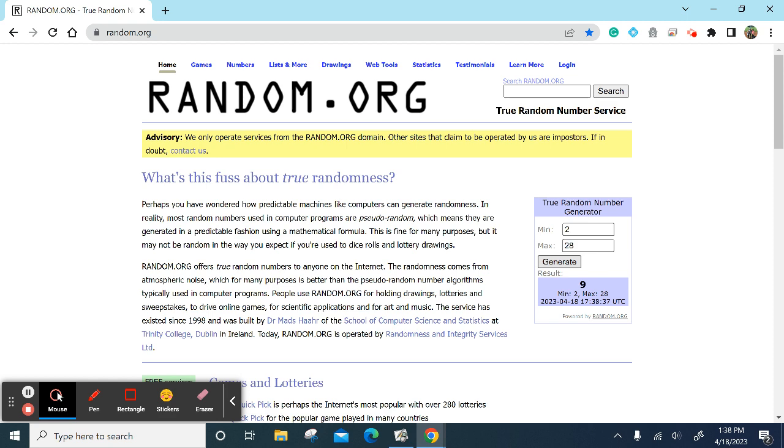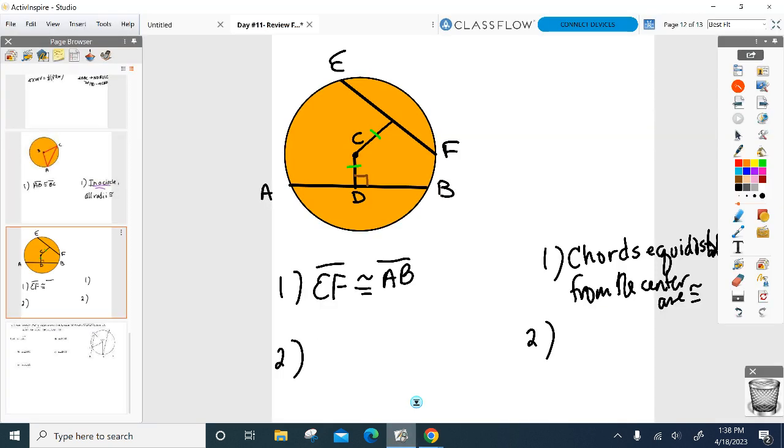Anything? I'll push you towards it. AD congruent to DB. Not yet. You can get there, but not by the theorem, though. The theorem's going to tell me what? CD bisects AB. That's what I'm looking for. CD bisects AB. And then in step 3, you could say definition of a bisector.